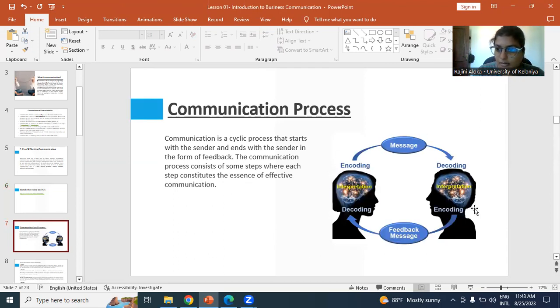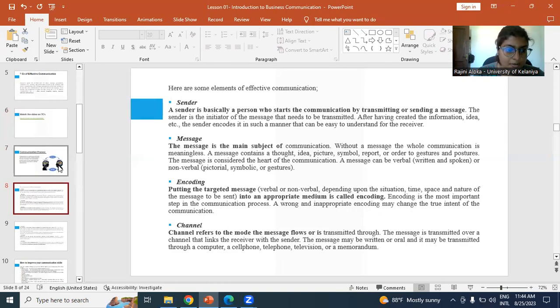You can see the image here. So this is an image of the communication process. Okay, so communication is a cyclic process that starts with the sender and ends with the sender in the form of feedback. The communication process consists of some steps where each step constitutes the essence of effective communication. Let's see. So as the image showed, these are the elements of effective communication.